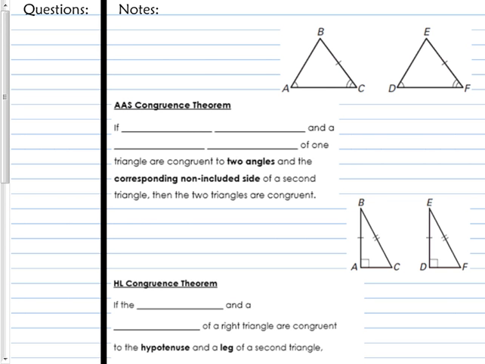So the AAS congruence theorem says that if two angles and a non-included side. So normally, well, I should say so far, we've learned that it has to be two angles and the included side. Here's an example of two angles and a non-included side of one triangle are congruent to two angles and the corresponding non-included side of a second triangle, then the two triangles are congruent.